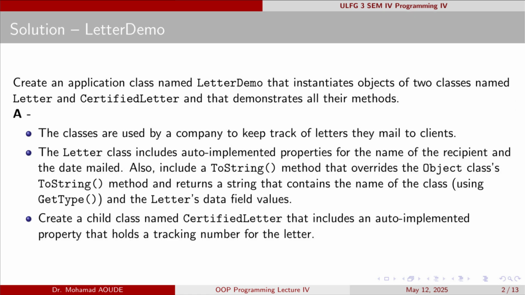Our first problem asks us to create a simple application, Letter Demo, involving two classes, Letter and CertifiedLetter. The context is a company tracking mail. The Letter class is the base class. It needs to keep track of the recipient's name and the date mailed. These should be implemented using auto-implemented properties. OOP principle illustrated: classes, properties, encapsulation. This defines the basic object structure and encapsulates its data.